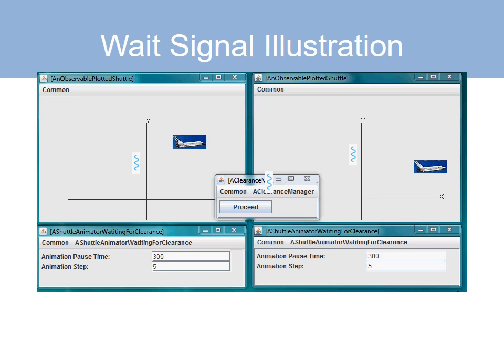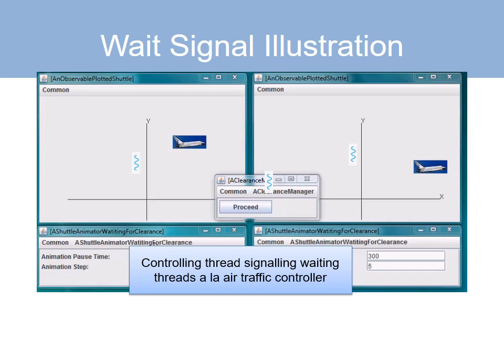So the first thread is waiting, the second thread is waiting, the controlling thread says go ahead, signals it. When it reaches a certain height, it signals the other thread, and so you see wait and signal very graphically here. Okay? So controlling threads, signaling waiting threads, like an air traffic controller. And so concurrency is not so hard if you think of the fact that we're all actors that act concurrently, and the fact that it's similar in the real world drives the point home.